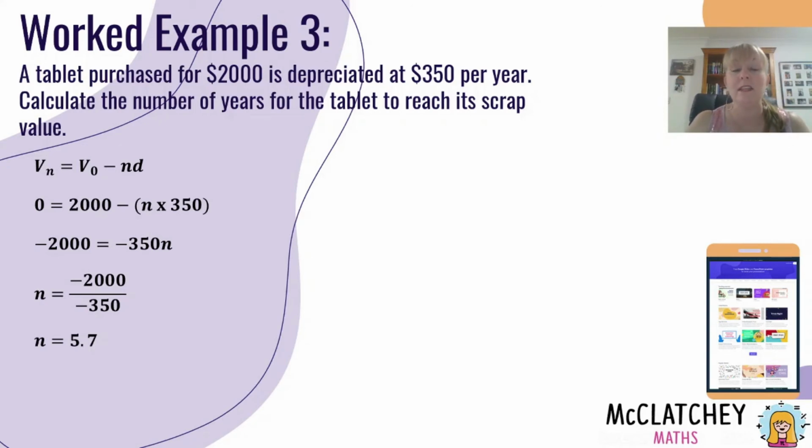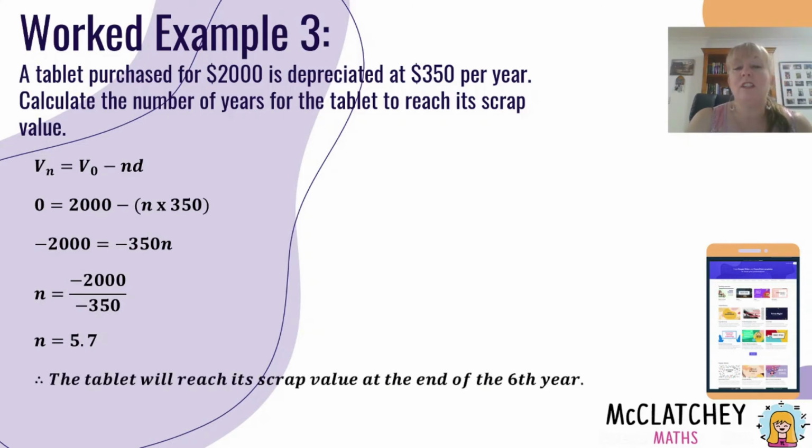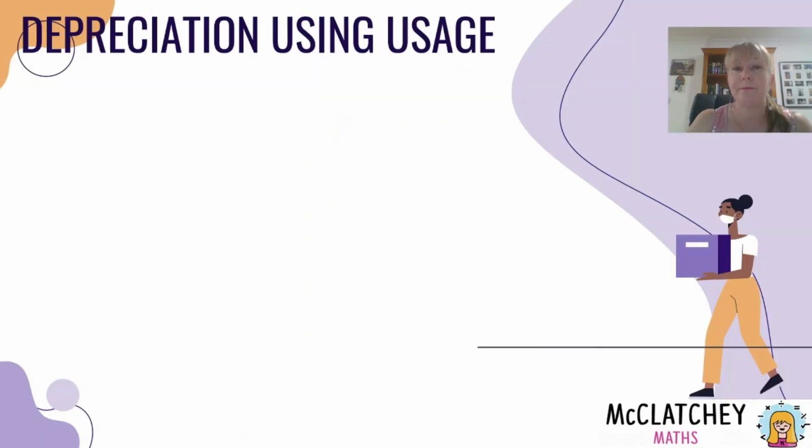Now, typically depreciation doesn't happen in the middle of the year. It happens at the end of the year. So at the beginning of that 5th year, there is still some value. The tablet hasn't reached its scrap value yet. So it's going to reach its scrap value when it gets written off at the end of the 6th year. So we need to round that one up.